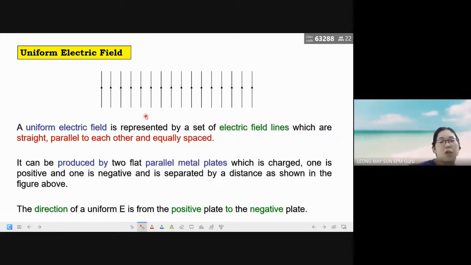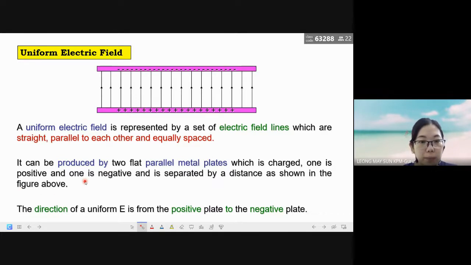Directly answer back at the chat box. Where is the positive plate? Top or bottom? All right, good. So the majority of you mentioned bottom, which is good because the field comes out from positive and enters negative. Okay. So that's the direction of electric field lines.